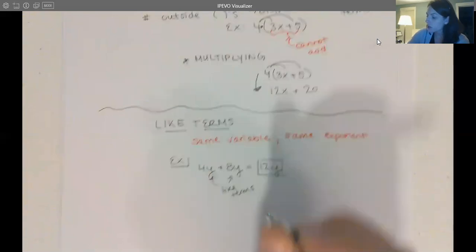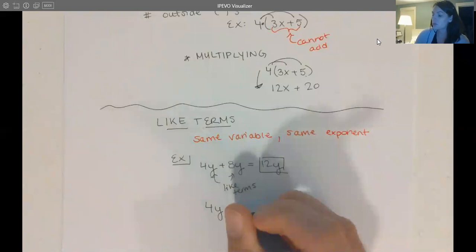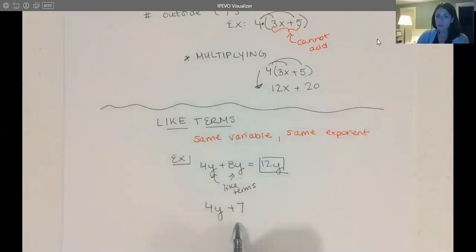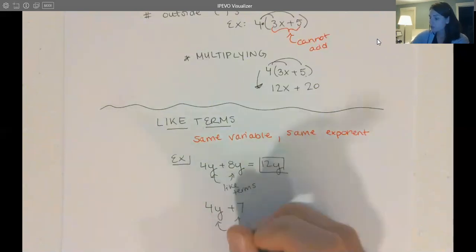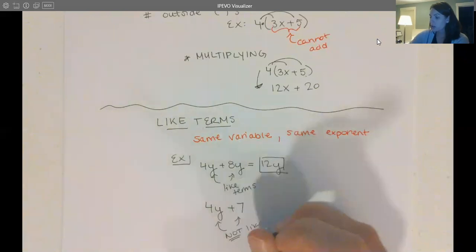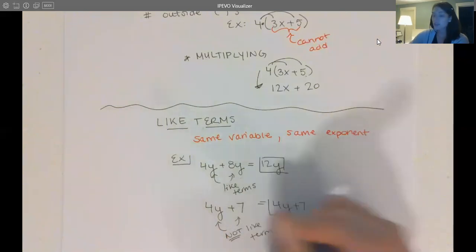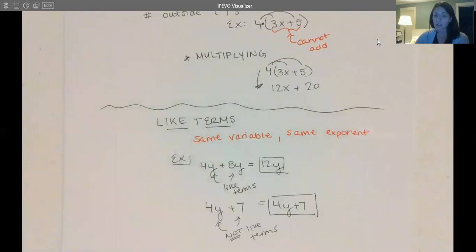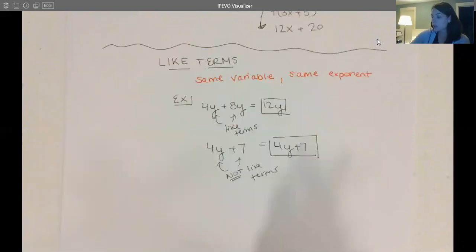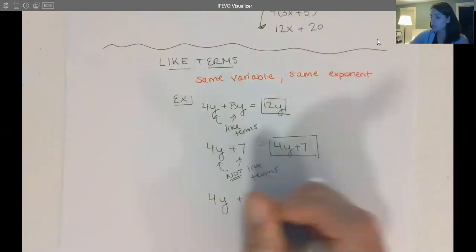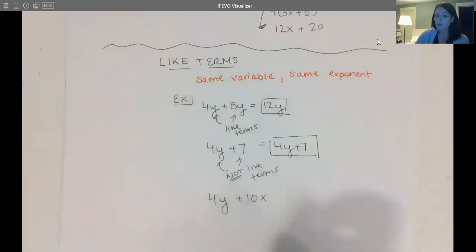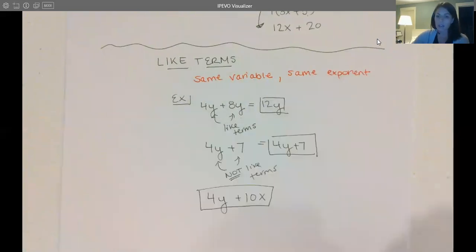If I had 4y plus 7, I can't do anything to simplify that any further. These are not like terms. And so sometimes there's nothing we can do. It's just 4y plus 7. I can't make that 11y because 7 doesn't have a y here. I also couldn't add 4y and 10x. These are different variables, so I can't simplify anything here. It's just 4y plus 10x.